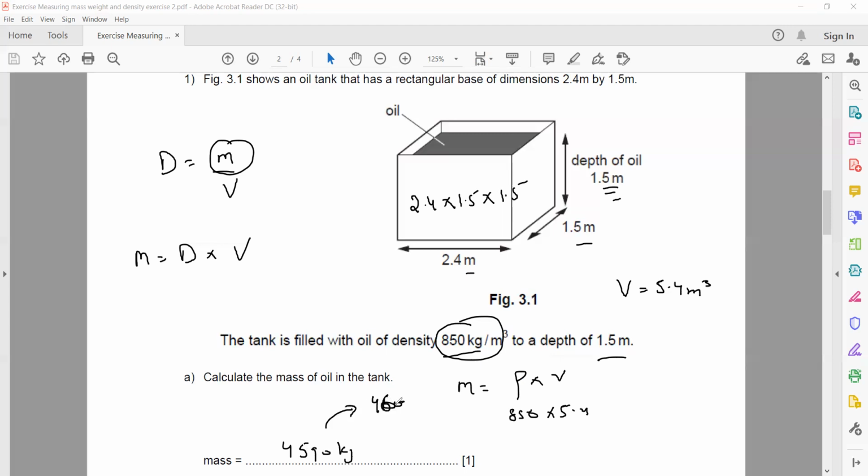But don't bother about that, because in the marking scheme, most of the answers are rounded off. Your answer should have minimum 3 significant figures. So 4,590 is the right answer. But when you check the marking scheme, maybe if they write 4,600 for this, that is also acceptable, because in the marking scheme, most of the answers are rounded off.